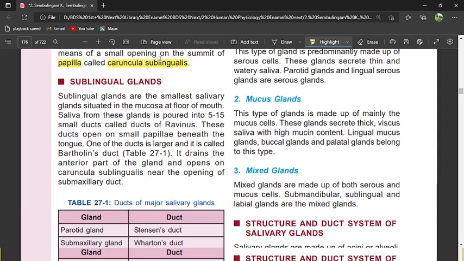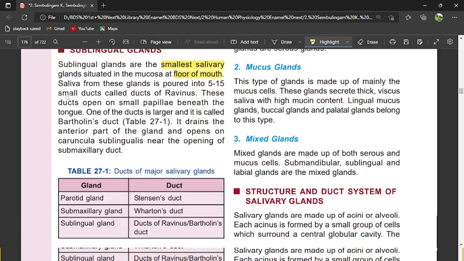I think in your class they don't tell this point. Okay, sublingual gland, but it is a very important MCQ. Sublingual glands are the smallest salivary glands. They are situated in the mucosa at the floor of the mouth, right? Saliva from these glands drains through 5 to 15 small ducts. These ducts are known as ducts of Rivinus.